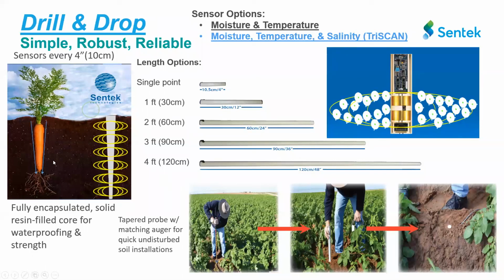The unique installation process of our probes is what makes a huge difference in regards to data quality. The probes are all tapered in a carrot format, where you use an auger to drill a hole that's the exact diameter of the probe, and you slide the probe in, as in these pictures on the bottom right. Then you have a nice contact between the probe and the adjacent soil.